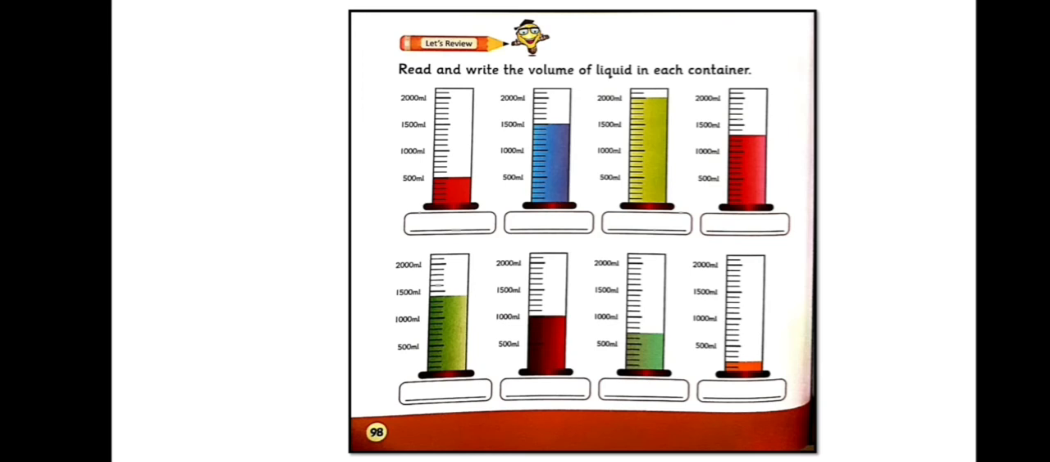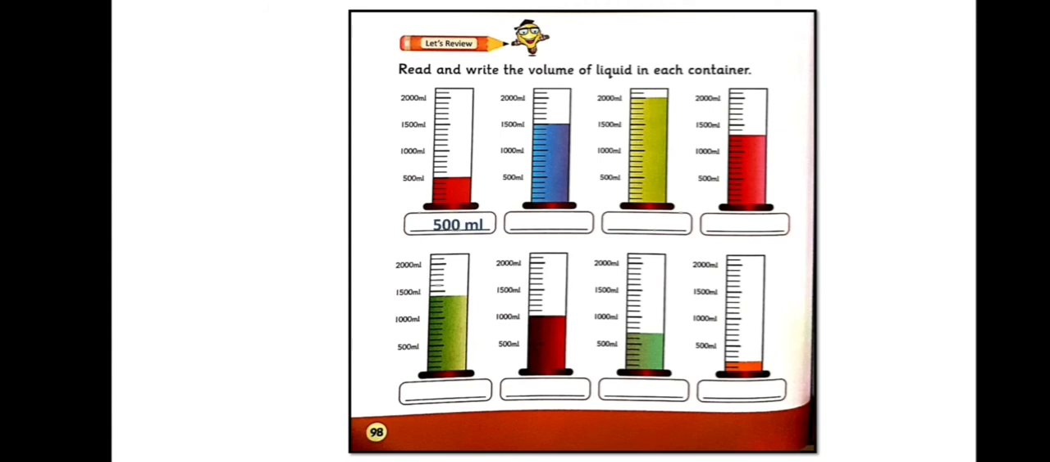Okay, open page 98 of your book and see the question. Read and write the volume of liquids in each container. Look at these containers. Every container has different volume. Now tell me, what is the volume of the first container?